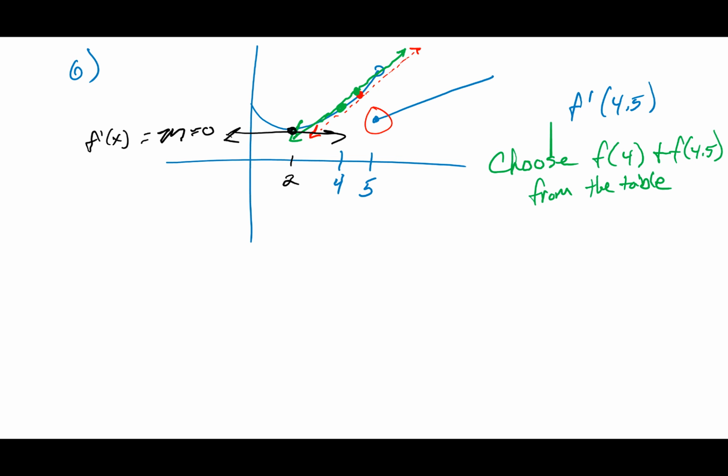So I want to see that you recognize this notation is asking about when the derivative is equal to 0. And then you're telling me that it happens at 2 would be sufficient.